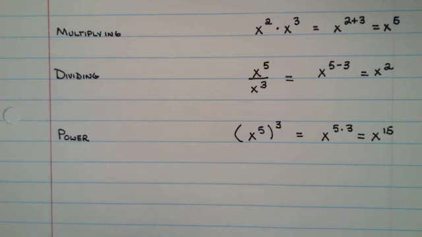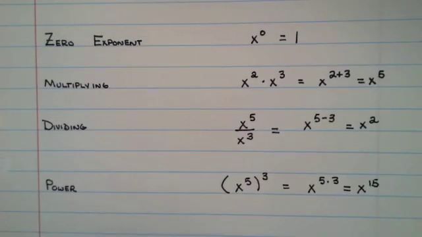My rules are this again. Anything raised to the 0 power is 1. When you multiply, you add your exponents. When you divide, you subtract your exponents. And when you have an exponent on the outside of the parentheses, you multiply it to the exponents on the inside of the parentheses.